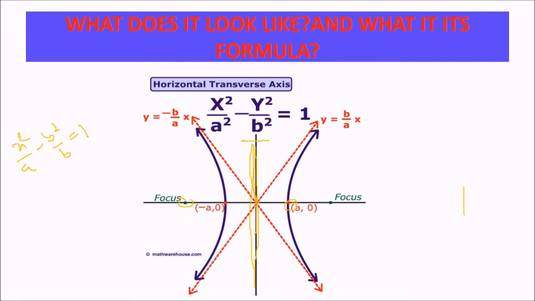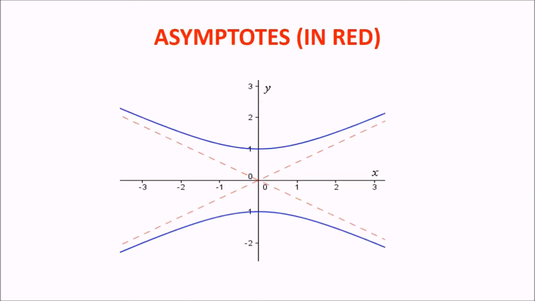This is the axis of the hyperbola. And what we are trying to say is, any distance you take from this, the difference of these values, this one and this one, or this one and this one, will be equal. So y is equal to minus b by a x is the equation of this line, and y is equal to b by a x is the equation of this line. These are the asymptotes which you see in red.